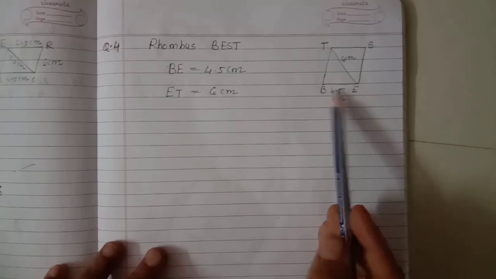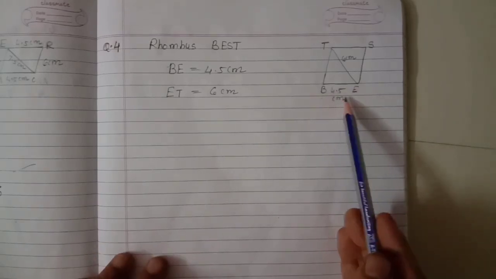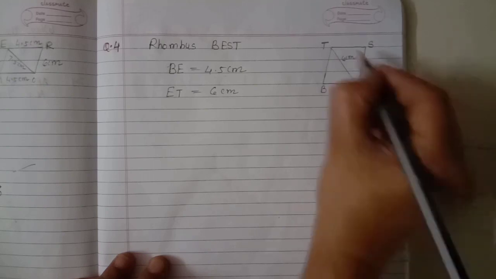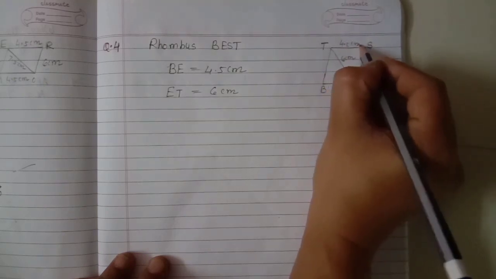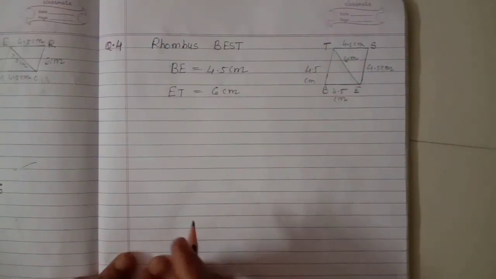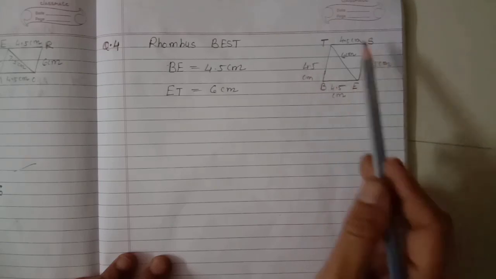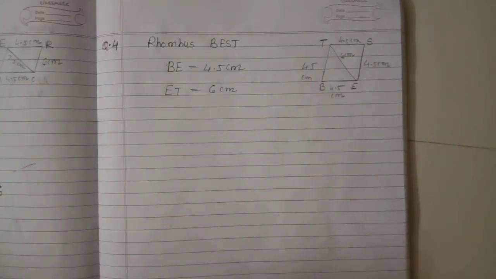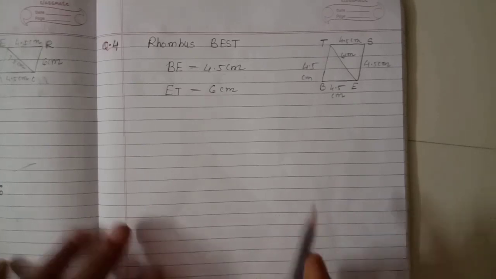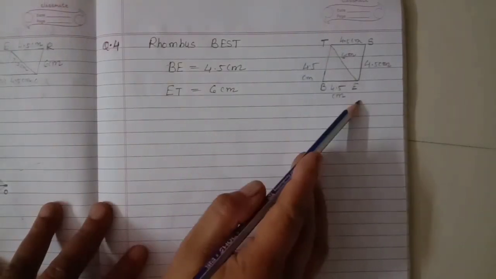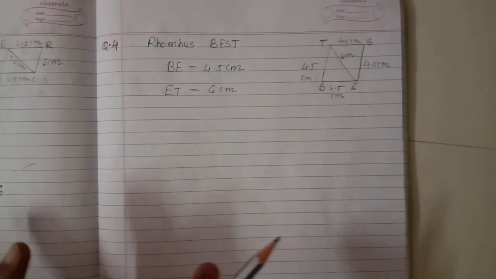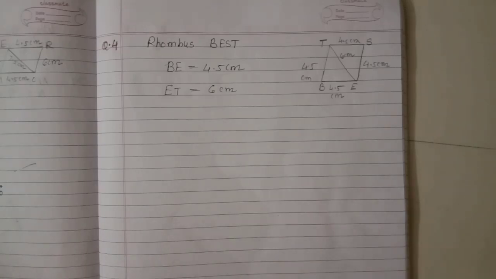Student, as we know, in a rhombus all sides are equal, so one side is given here as 4.5, so all sides of this quadrilateral will equal 4.5 centimeter. Now one diagonal is also given here, so we have 1, 2, 3, 4, 5 measurements. With the help of these 5 measurements we can easily construct a rhombus BEST. First we will make this diagonal ET and then we will cut different arcs and we will get the rhombus. Try to solve it on your own, student.